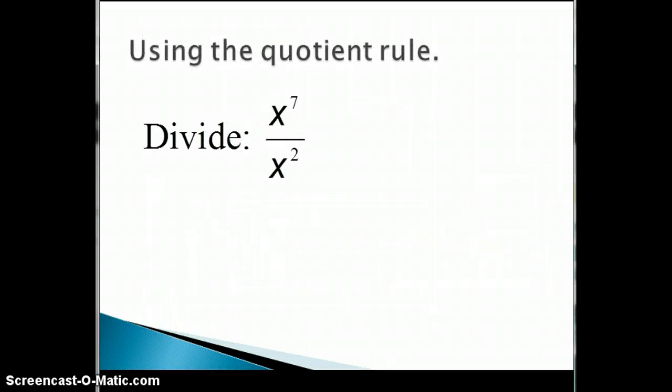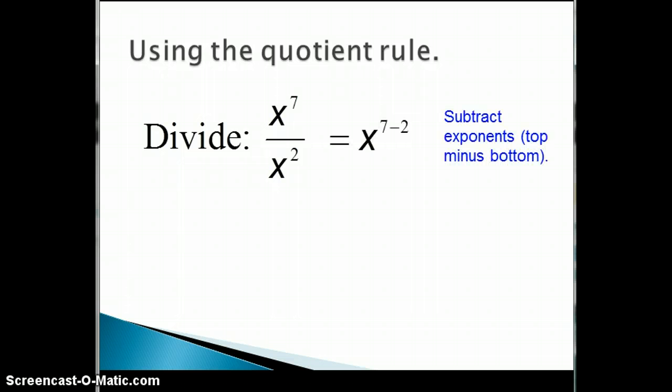So let's use that rule to divide x to the 7th by x squared. So notice that the bases are the same, so that's important because they have to be the same to be able to apply the rule. So the quotient rule says that this will simplify to a single base of x with an exponent that we get from subtracting the exponents, and it's always top minus bottom, so in this case it will be an exponent of 7 minus 2. And of course that difference can be simplified, so our final answer is x to the 5th.